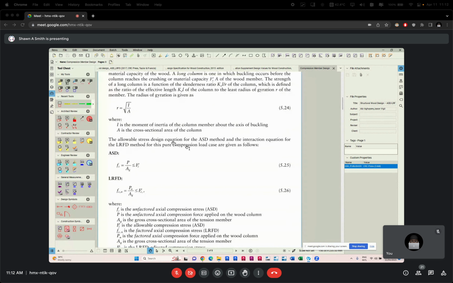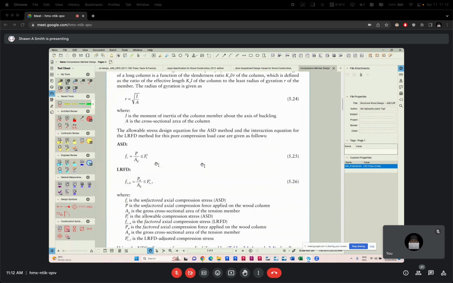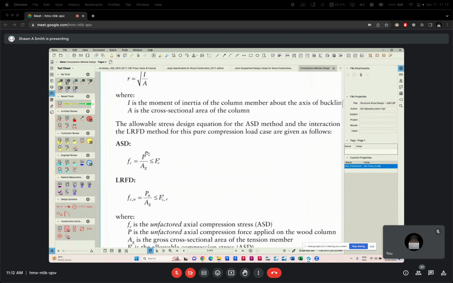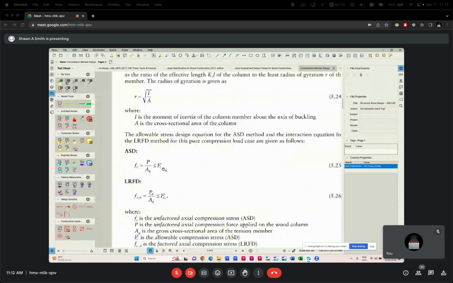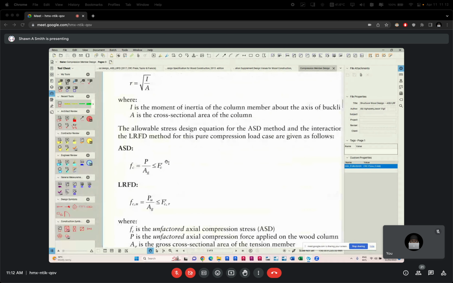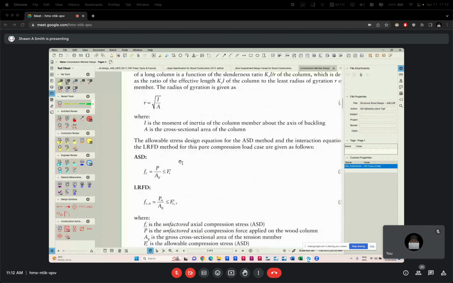The allowable stress design equation for the ASD method and the interaction equation for the LRFD method for this pure compression load case are given as follows. These are the stresses. For ASD, small fc equals P, which is the load acting over your gross area, you see it up here, and that should be less than or equal to this. This is the adjusted stress after you go in the table and take out your value and apply the different adjustment factors.